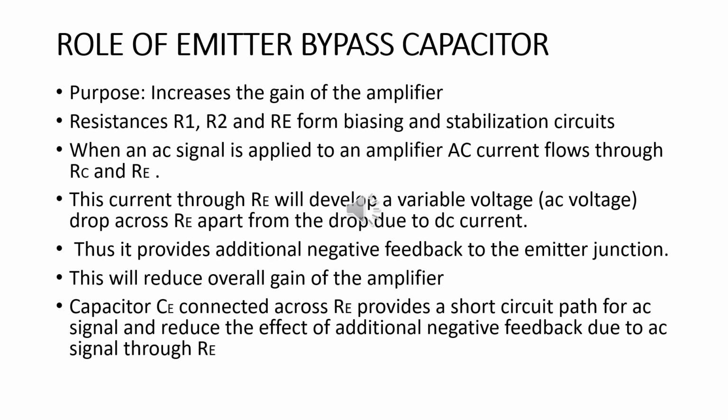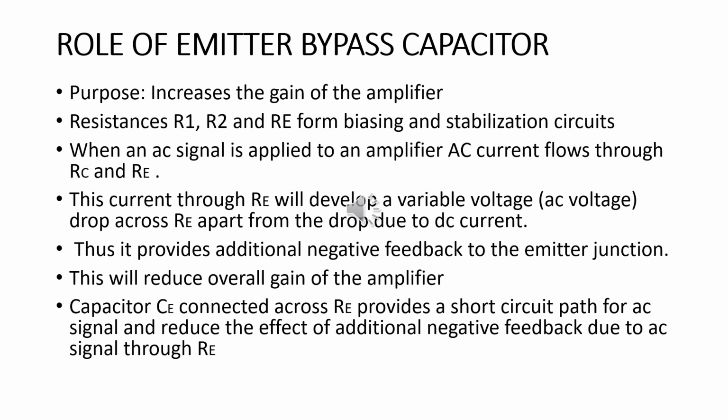So, when current flows through this emitter resistance RE, it will develop a variable voltage drop across RE apart from the drop due to DC current. So, it provides a negative feedback to the emitter junction, which will reduce the overall gain of the amplifier.